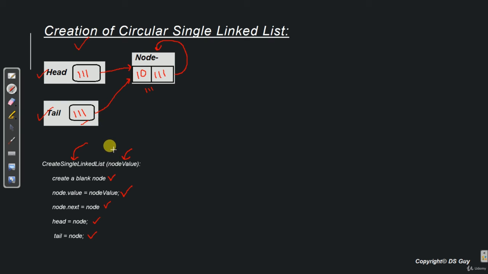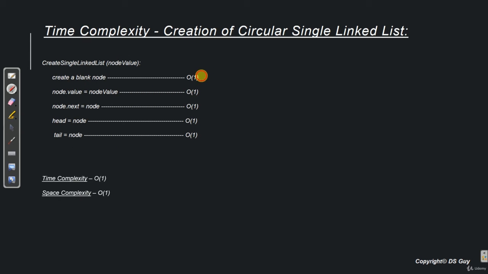Let's see what the time and space complexity of this algorithm is. Creating a blank node will take constant time. Updating the value will take constant time. Updating the reference variables will again take constant time. So the total time complexity is order of 1. Similarly, space complexity is order of 1 because all that we are doing is creating a blank node and a few temporary reference variables. So that is all about how to create a circular single linked list.